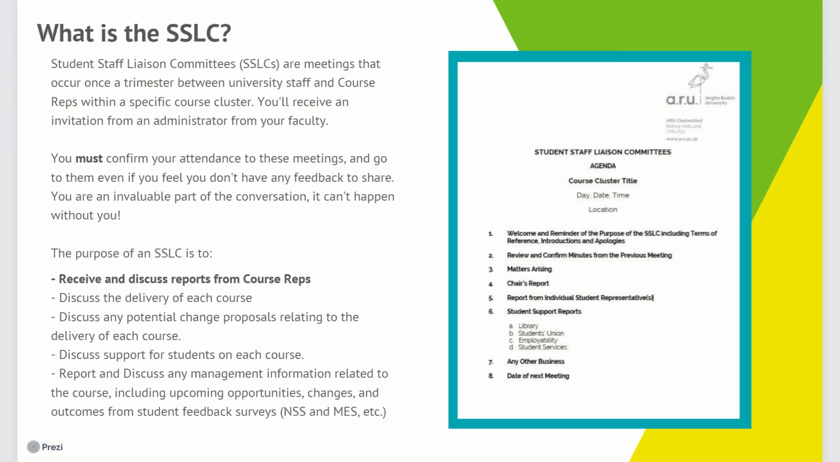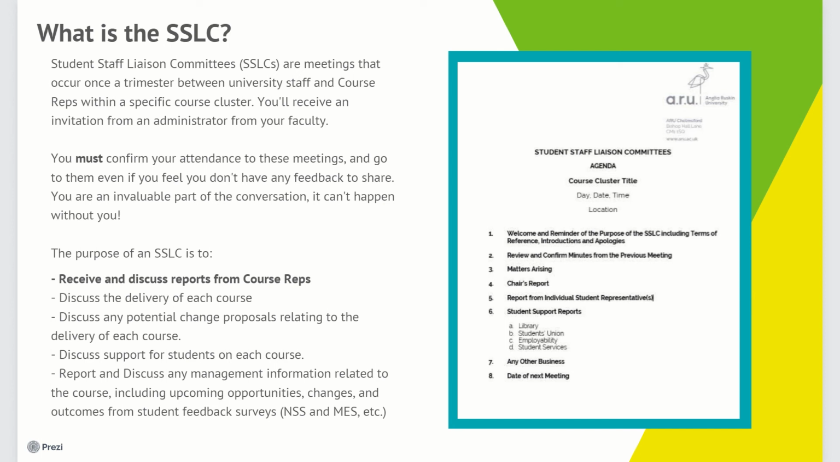You will receive an email from the SSLC's administrator with all the details of the meeting, including date, venue, and time, at least 2 weeks in advance. If you have a schedule conflict or cannot make the meeting for any reason, please contact your rep coordinator as soon as possible to make arrangements for your course to be represented at the meeting.